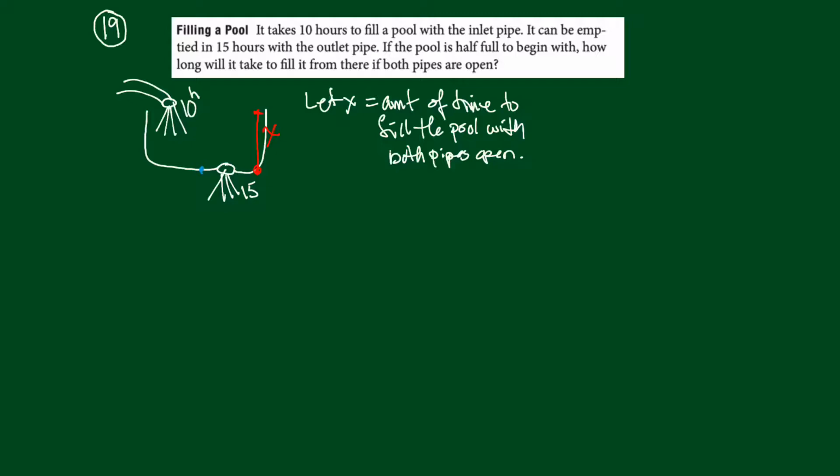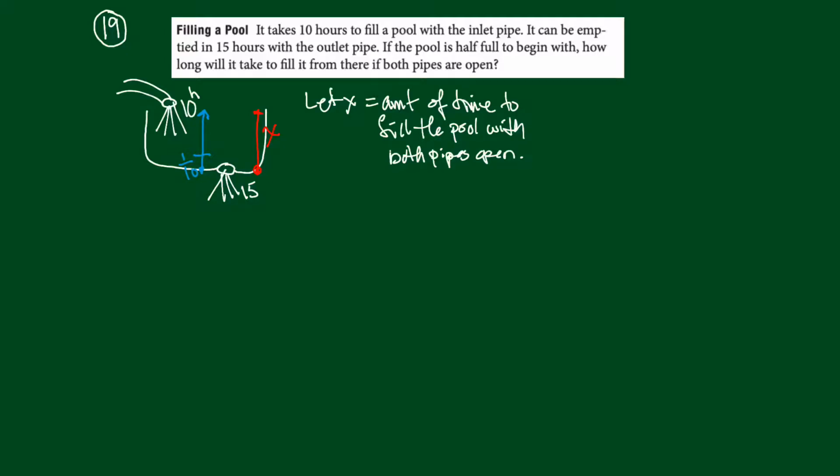So water starts coming in, it fills up all the way to the top in 10 hours. So I'm going to break everything into 1 hour units. If it takes 10 hours to go from the bottom to the top, what fraction of the pool gets filled in 1 hour? So in 1 hour, it fills 1/10 of the pool. So in 1 hour, this inlet pipe can complete 1/10 of the job.